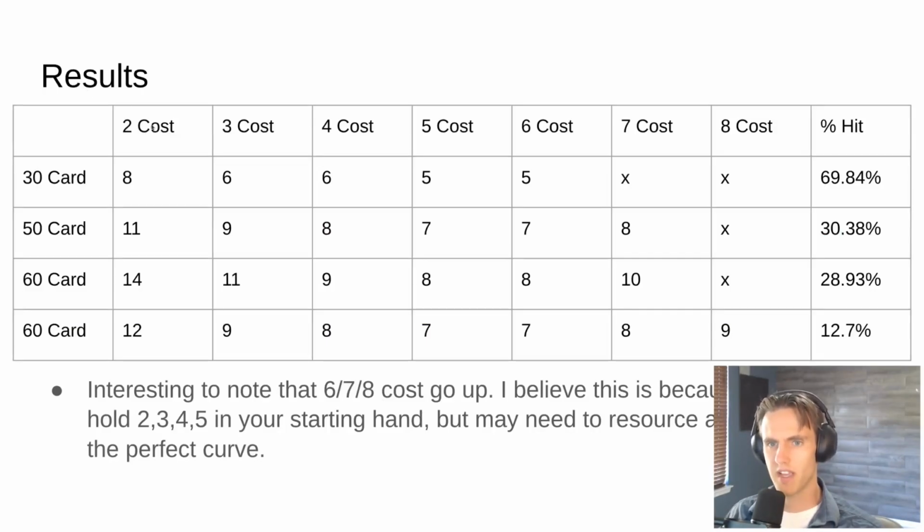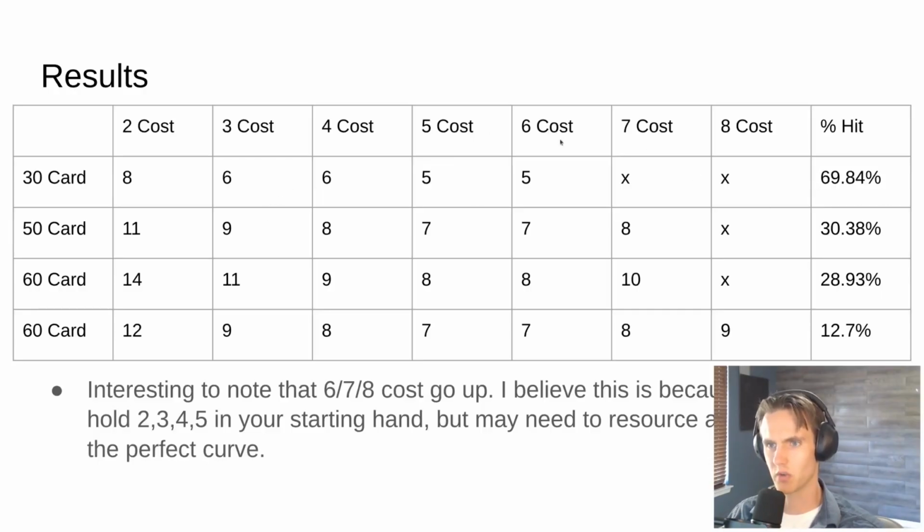So what this is showing is how many 2 cost, 3 cost, 4 cost cards that you should have in your deck. And X means that I only calculated up to a 6 cost. The hit percentage means the percent chance that you are going to actually play a perfect curve. So there's almost a 70% chance with a 30 card deck if you play 8, 6, 6, 5, 5 cards. So with this starting distribution, you have a 70% chance to hit the perfect curve. Which is pretty cool. Higher than I would have guessed, but I guess it kind of makes sense.